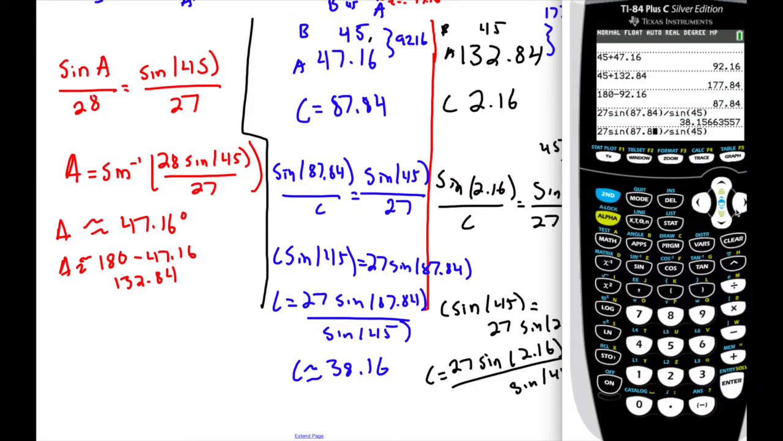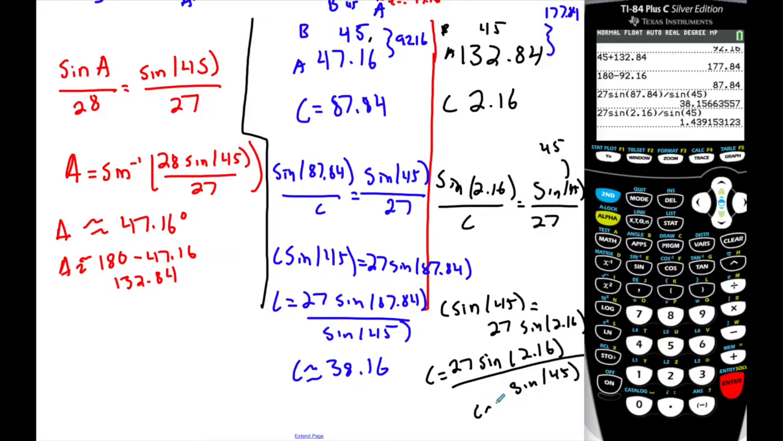Cool. It's a good calculator hack. I recommend you learn it. For those of you who want to save time, boy, will this save you time. 2.16. Delete that last character because I don't need it. And I get 1.43. C is about 1.4, actually 1.44. Okay, you can see it's significantly shorter because the corresponding angle is significantly less.